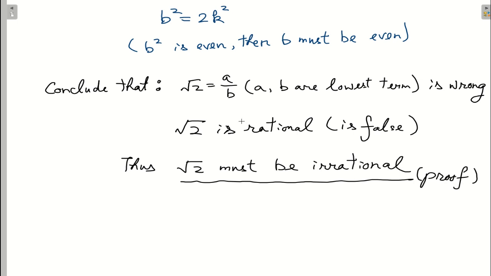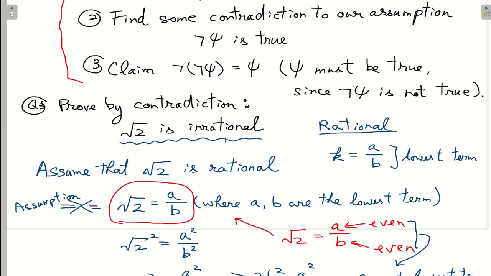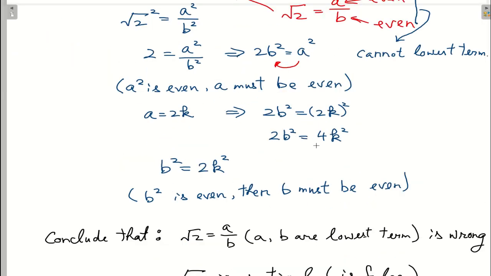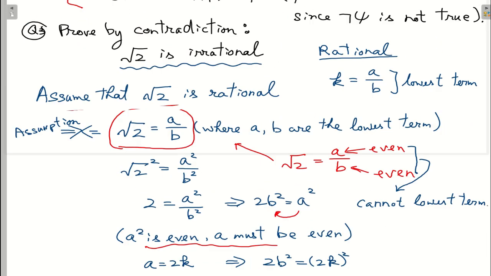So we conclude all the steps of proof by contradiction. If you want to prove the square root of 2 is irrational, we assume the opposite. That means we assume the square root of 2 is rational. And then we find that there is some contradiction in here. Therefore, our assumption that the square root of 2 is rational must be false. In other words, that means the square root of 2 must be irrational. And then we have proved that the square root of 2 is irrational. This is how we prove by contradiction.